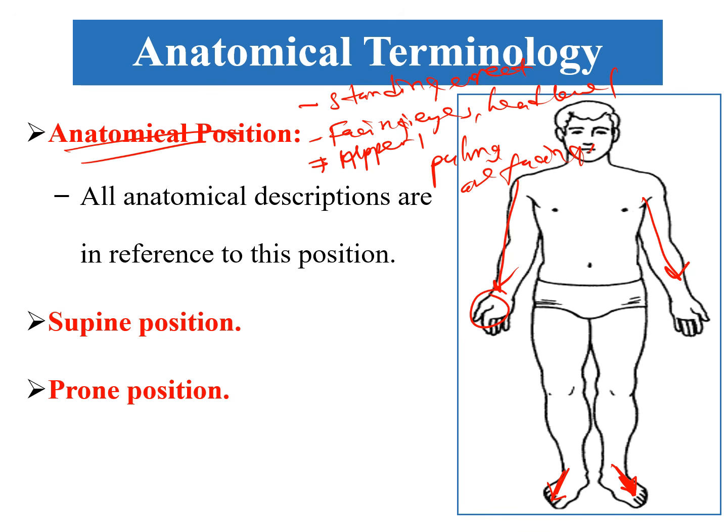Then the other terminologies of interest are supine and prone position. These two, supine and prone position, are used to describe a body that is lying flat. If this human being is lying flat and is facing upwards, we say that this body is lying in supine position. But when the body is facing downwards, we say this body is lying in prone position.